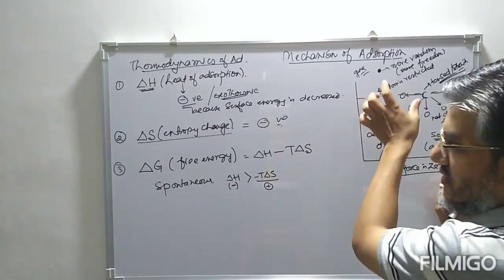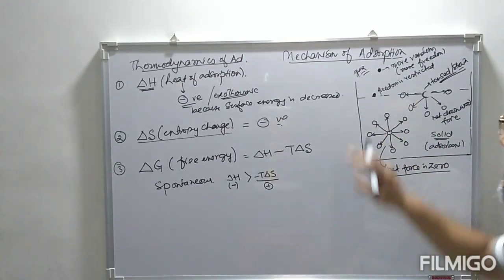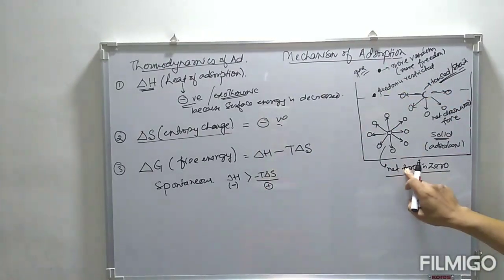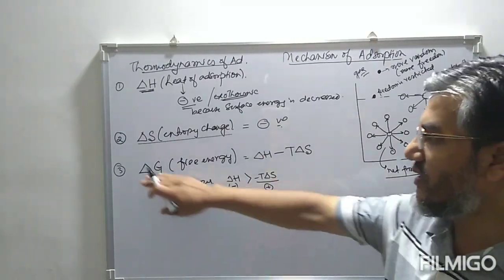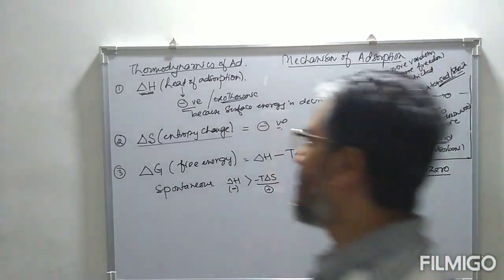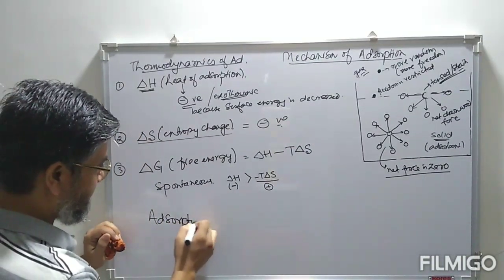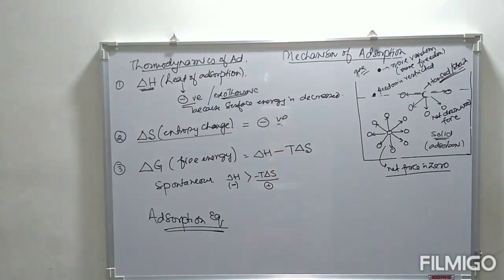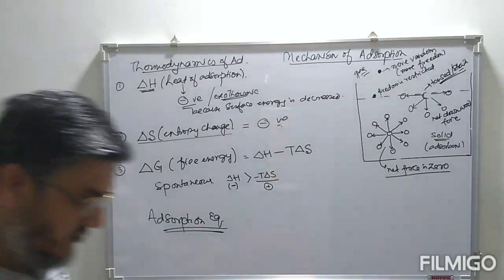At the initial stage, delta G will be more negative because more gas molecules can be easily adsorbed on the surface. So delta H value is more negative. As the adsorption continues, delta H negative value decreases. So ultimately a stage comes when delta G comes out to be 0. That means this value equals this value. So we have adsorption equilibrium. So this is the mechanism and the thermodynamics involved in the adsorption process.